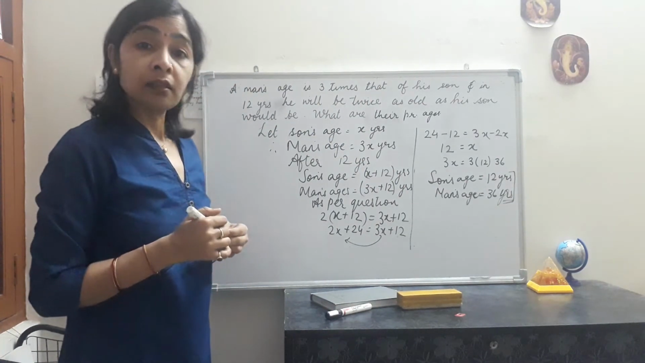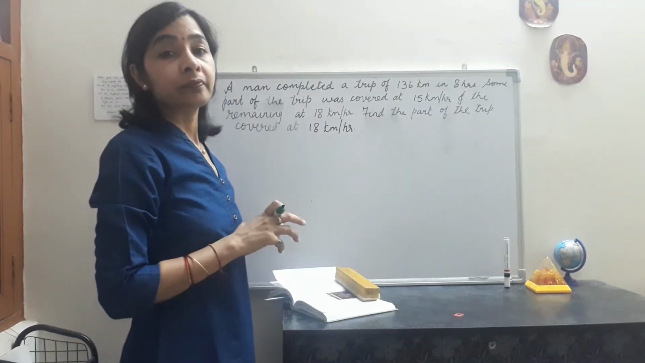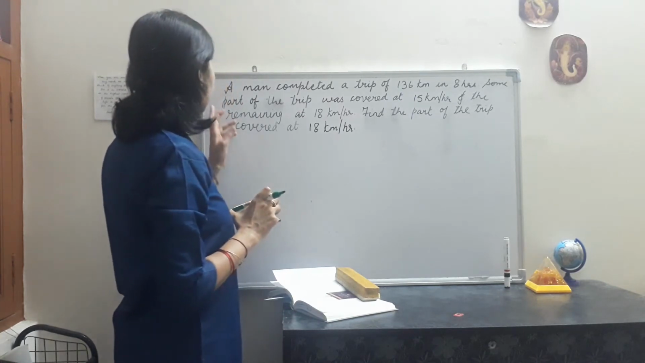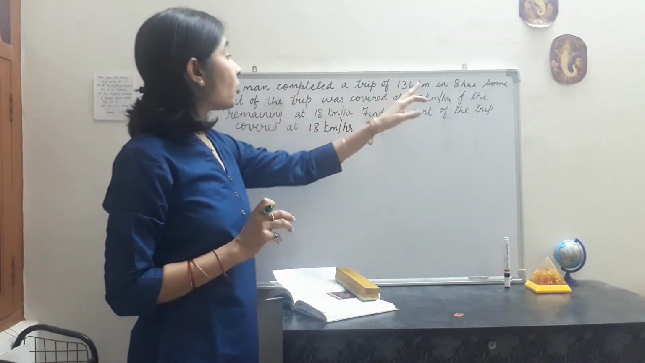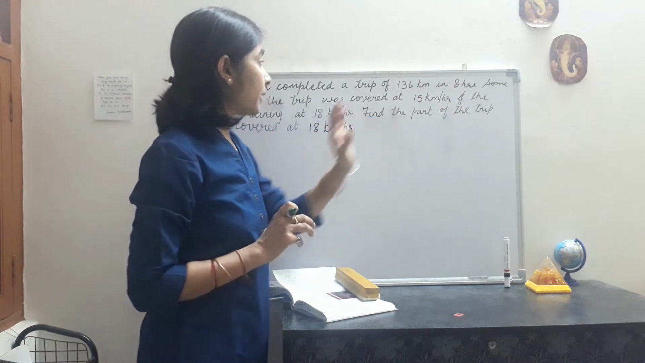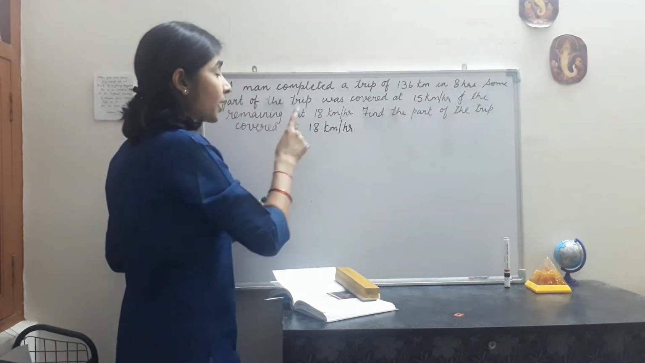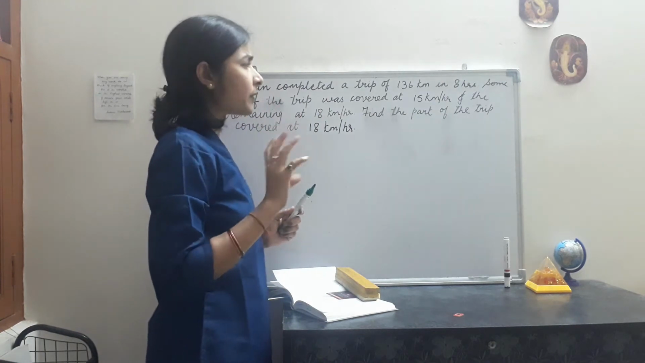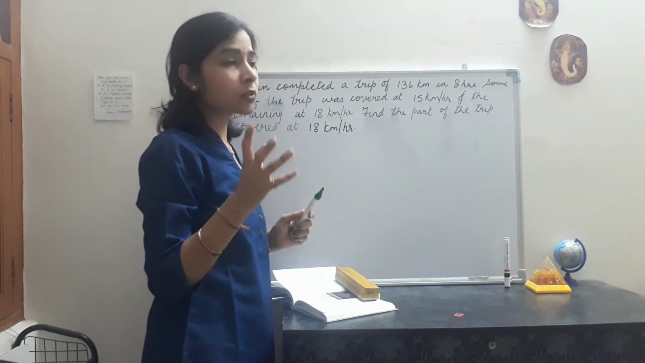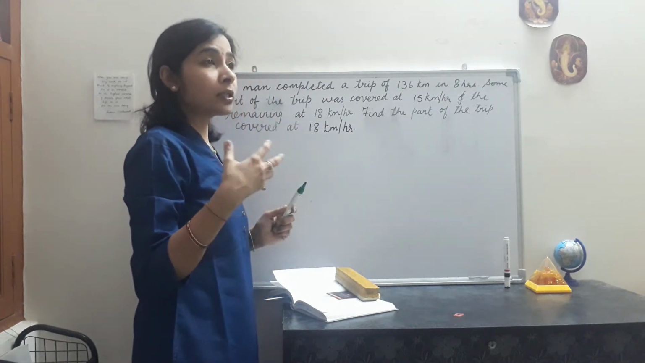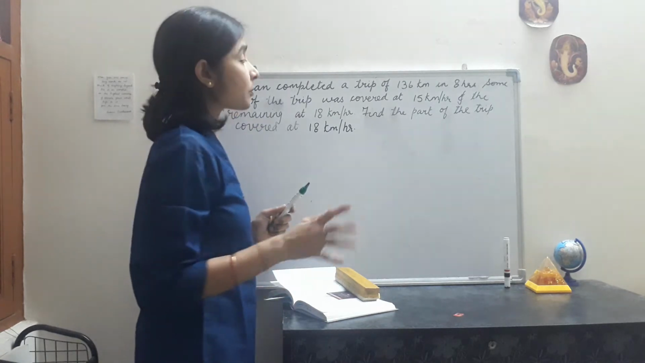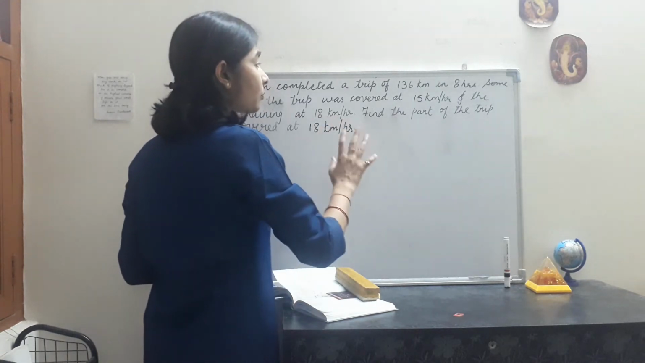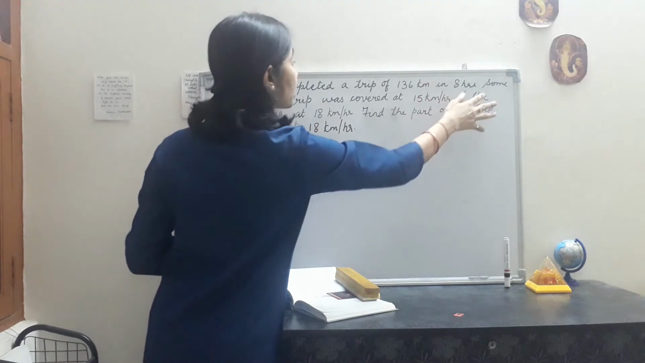Now let's see the next problem. So the next problem goes like this. A man completed a trip of 136 km in 8 hours. Okay. Now here we have the distance and the time. So obviously it is understood that somewhere we will have to use the concept of distance is equal to speed into time, or time is equal to distance upon speed. Either formula we will be required to use here.